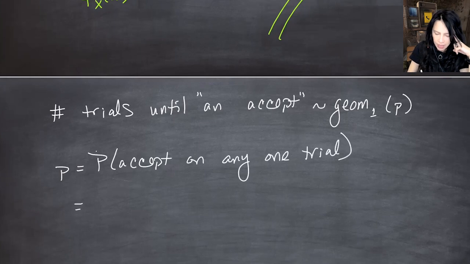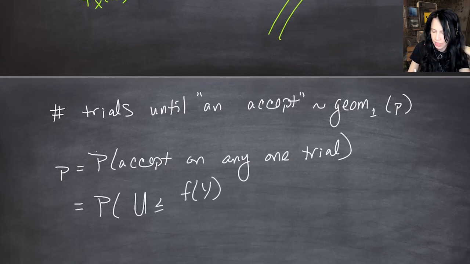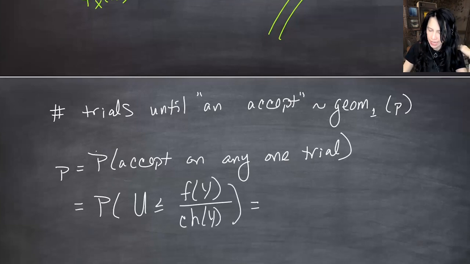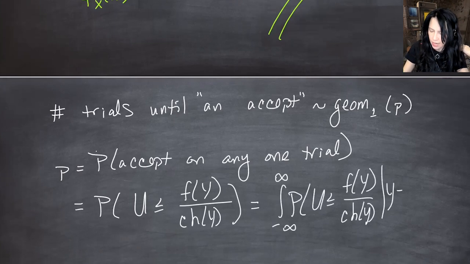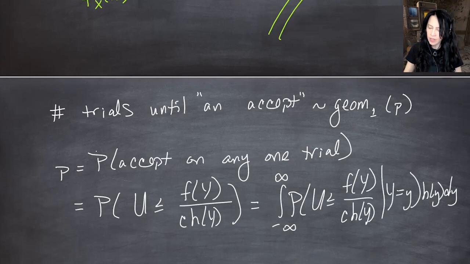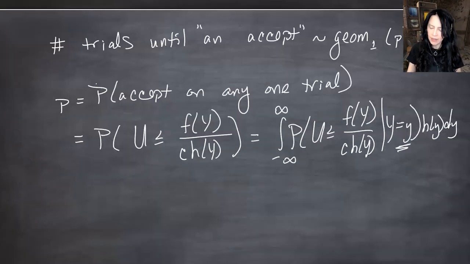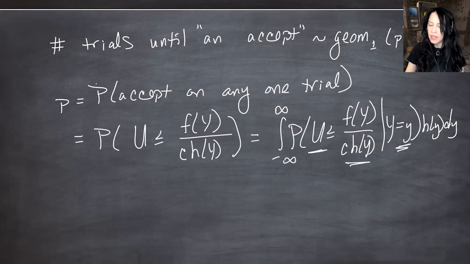And this is going to be the probability that a uniform is less than or equal to f of y over c h of y. And we can compute this by conditioning on y, given y equals y, and y would have the PDF h. And then I can plug in that lowercase y for the uppercase y's, and what's left, the randomness on the left side of the conditional line is the uniform, and on the right side is the y, and those are independent.